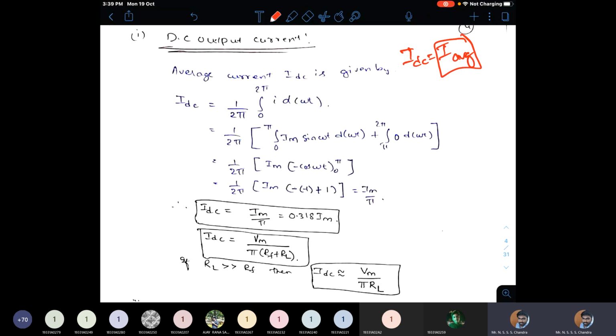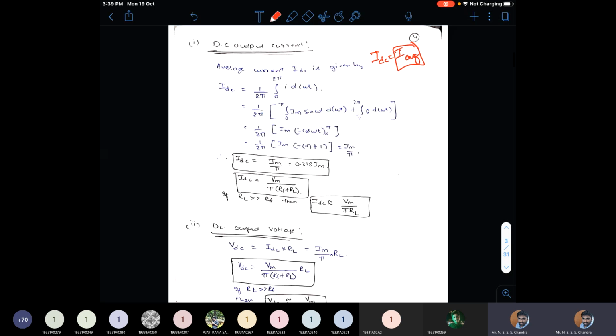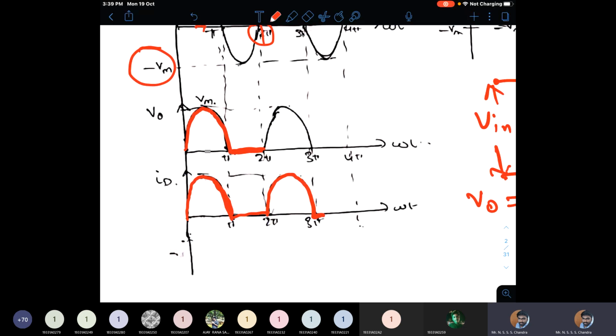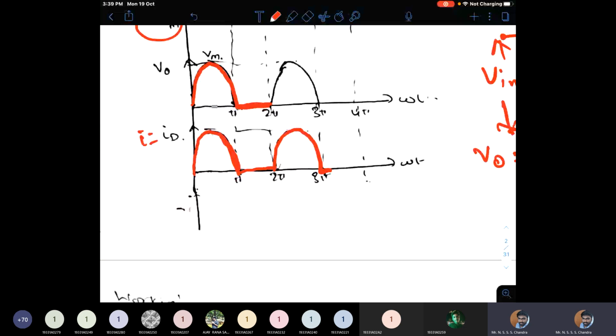So how will you calculate the average value in mathematics? You might be knowing how to calculate it. Because the diode and the load resistor are in series, your ID will be the same as your load current. So I equals ID. The average value is found by integrating the curve and then dividing by the time period.